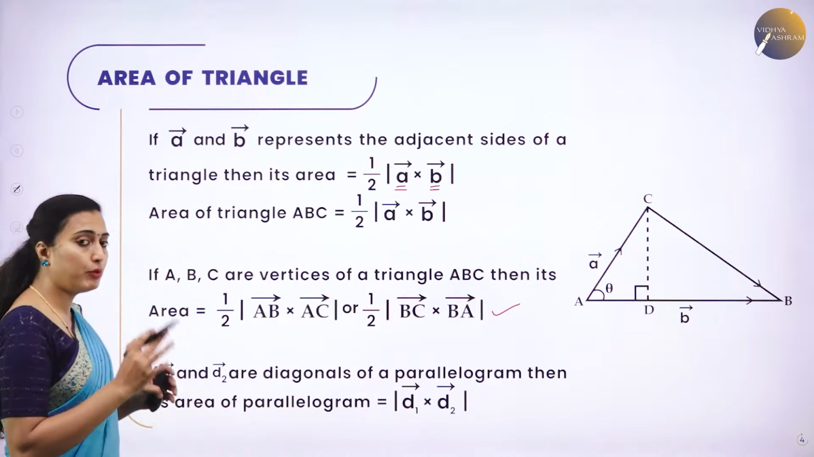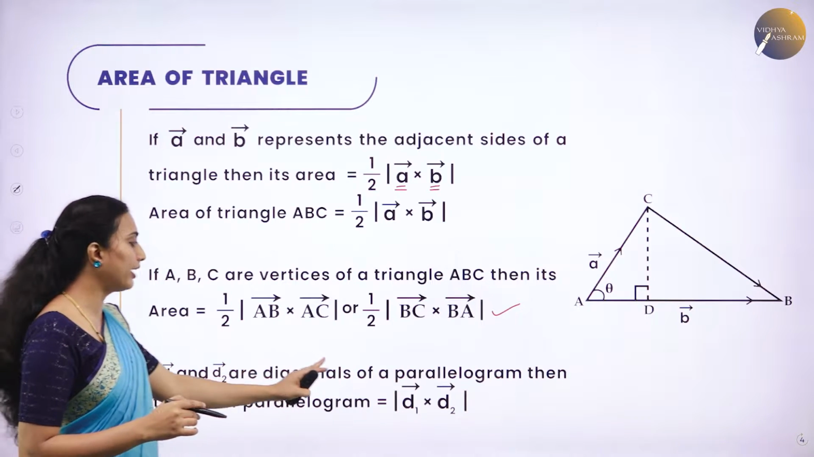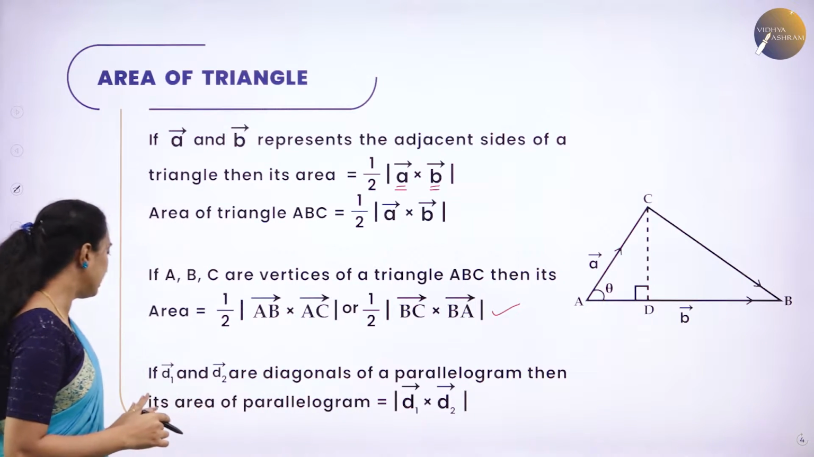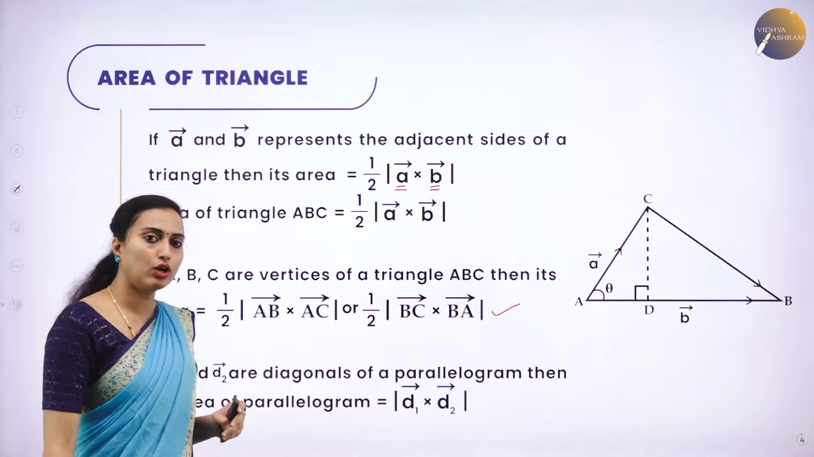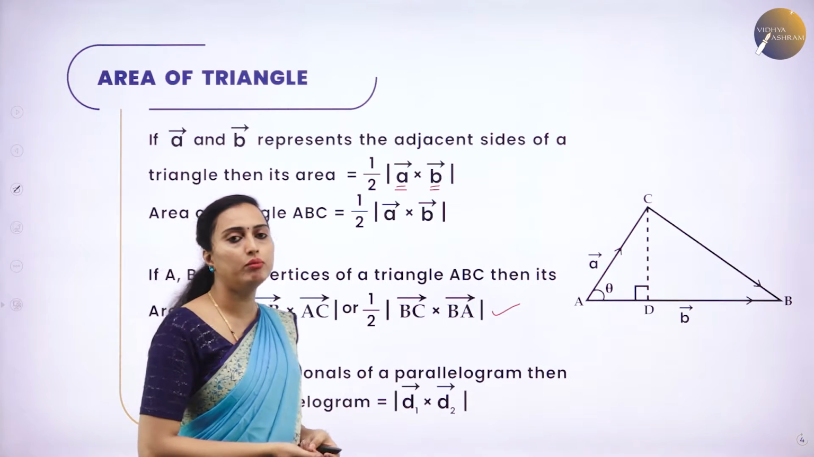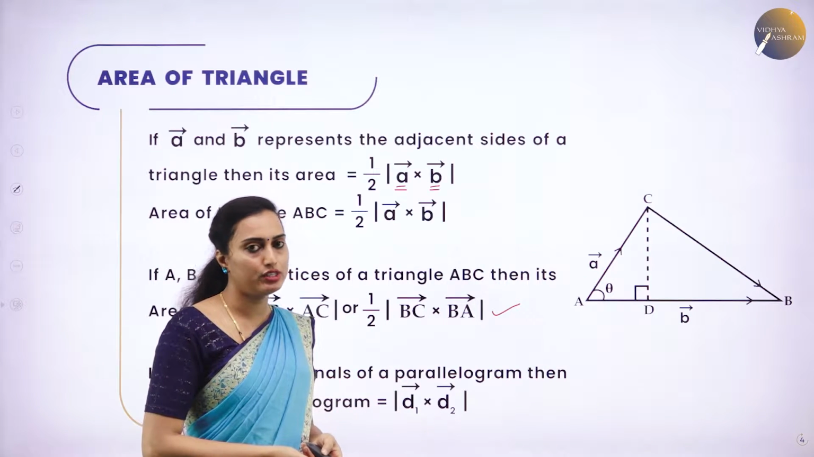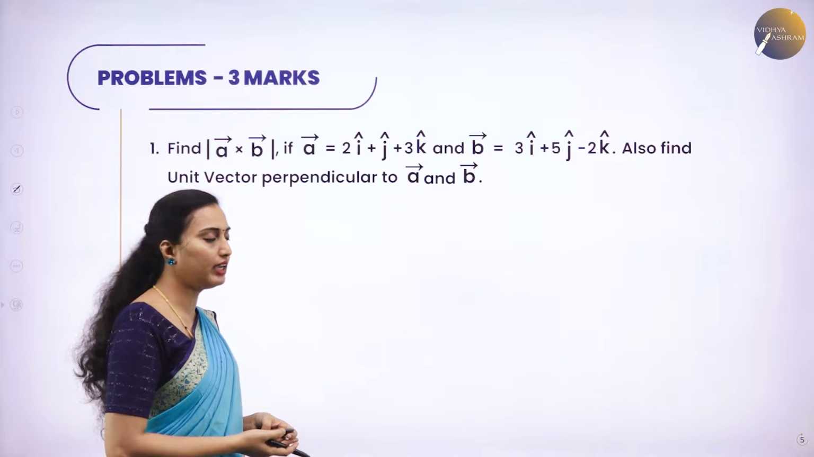So next, suppose they have given a parallelogram, and D1 and D2 are the diagonals of the parallelogram, then its area is given by half of the magnitude of D1 vector cross D2 vector. Okay, so these are all the important formulas you have to remember, dear students. Now we'll be moving on to solving problems based on that explanation.